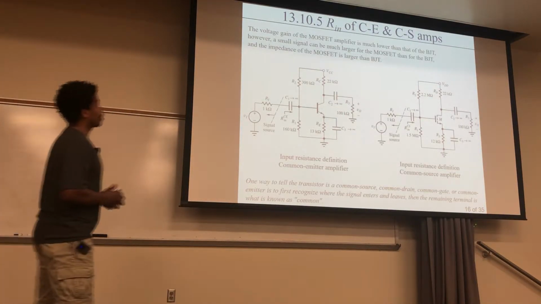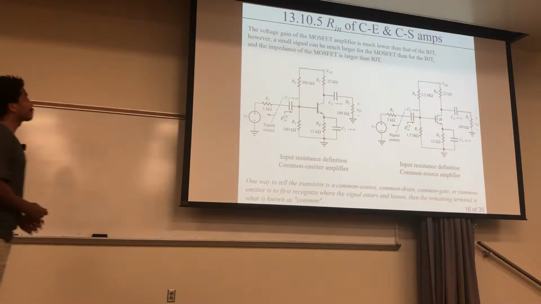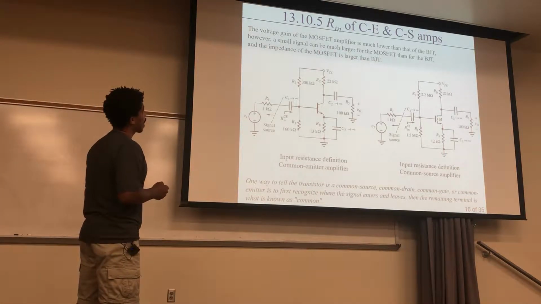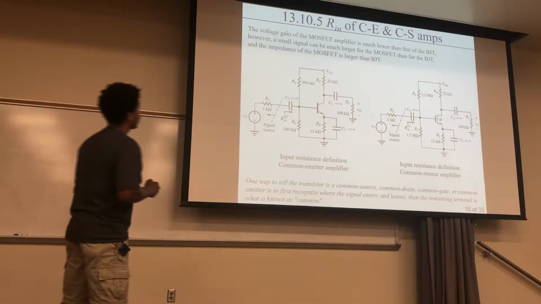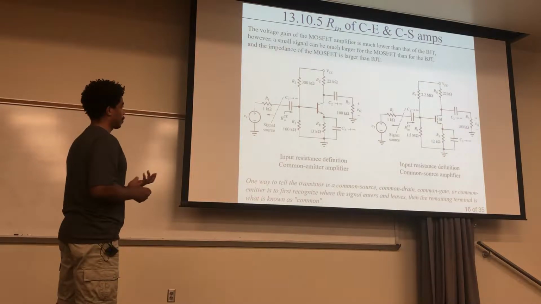All right, now let's look at Rin of the common emitter and common source amplifiers. Okay, so it says here that the voltage gain of the MOSFET amplifier is much lower than that of the BJT. However, a small signal can be much larger for the MOSFET than for the BJT. And the impedance of the MOSFET is larger than for BJT. We saw that from the tables.